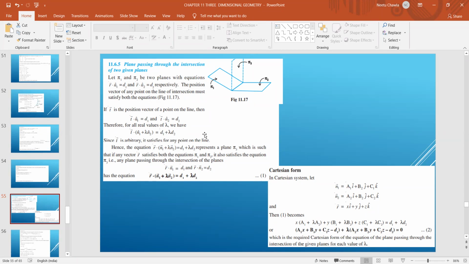Therefore, for all real values of lambda, what will it become?